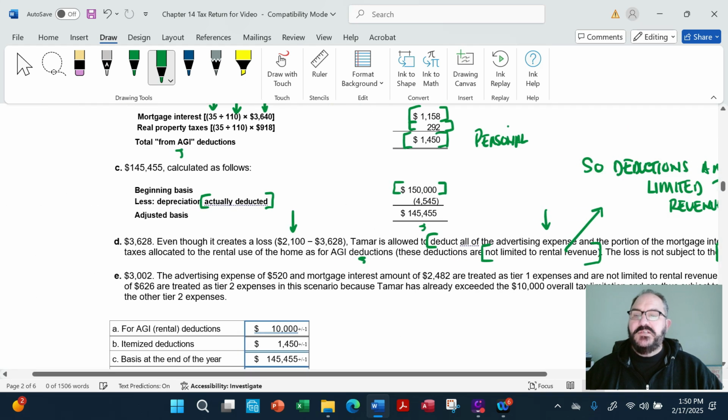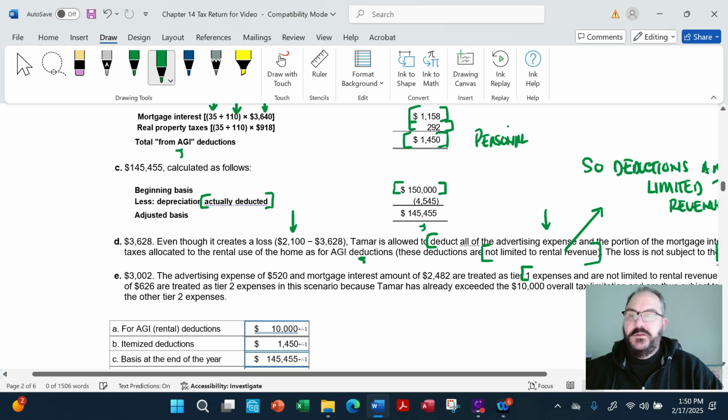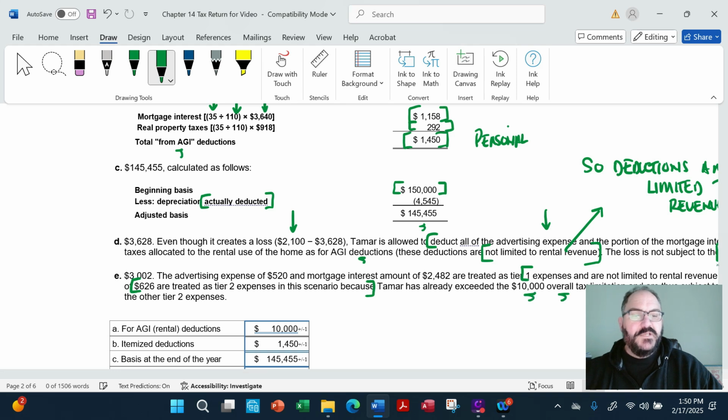And then finally, the last one here, E, it says, what about the advertising and mortgage? Again, are treated as tier 1. Okay, and then the other ones are treated as tier 2 expenses. She's already exceeded the $10,000 overall tax limitation, and thus are subject to other tier 2 expenses limitations. So again, the limitations, you have to look them up.